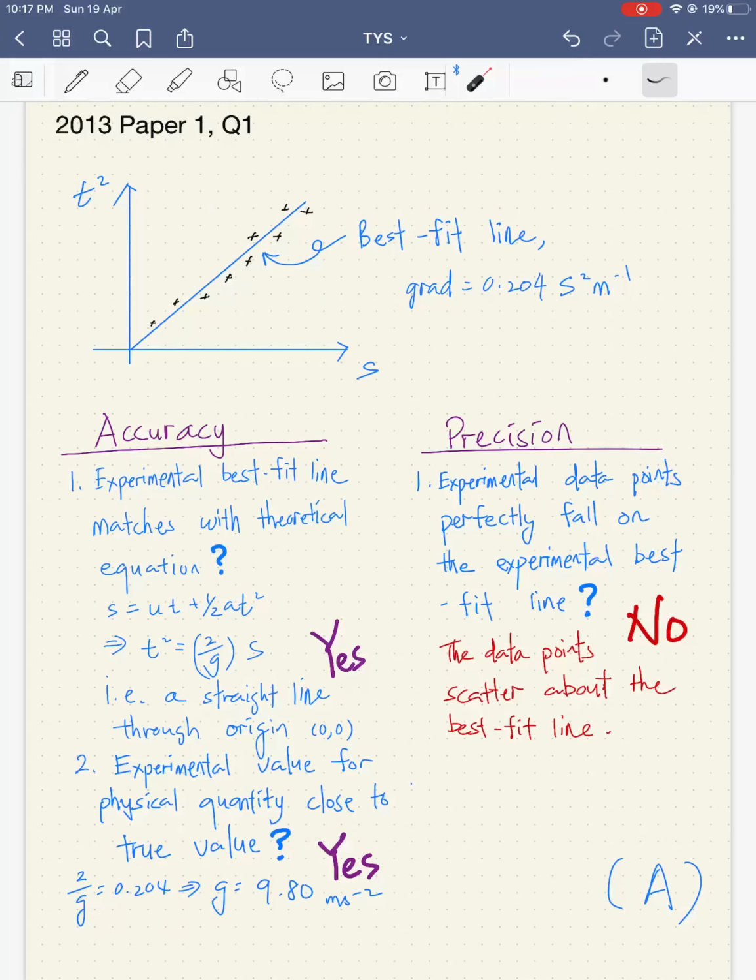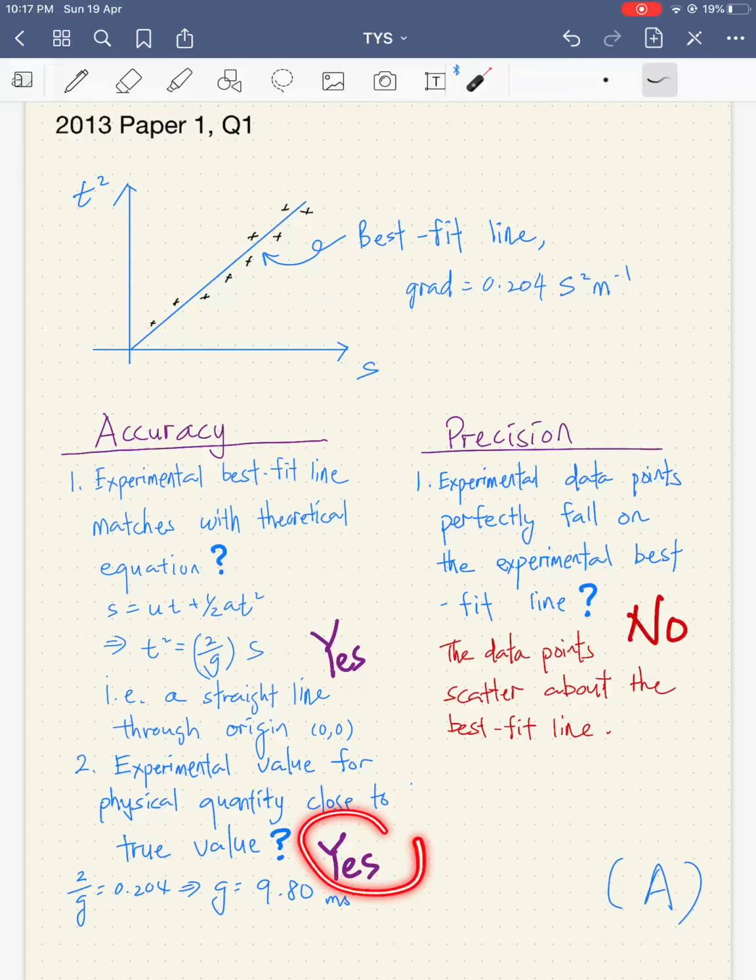For example, the best fit line can go wrong if the student got something like this where there's an offset. Then this offset is a systematic error, and therefore this will no longer be accurate. Okay, so yes, and then the second criterion is whether the experimental value for a certain physical quantity determined from the experiment is close to the true value. That is also a yes.